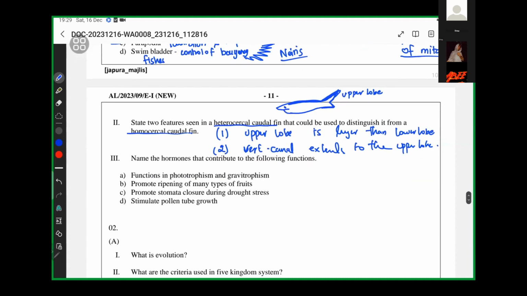So the next question is, name the hormones that contribute to the following functions. Functions in phototropism and gravitropism. You know, it's a growth towards light and the growth towards the gravity. So it's the growth of the upper part and it's the growth of the root side. So it is facilitated by the hormone called auxin.